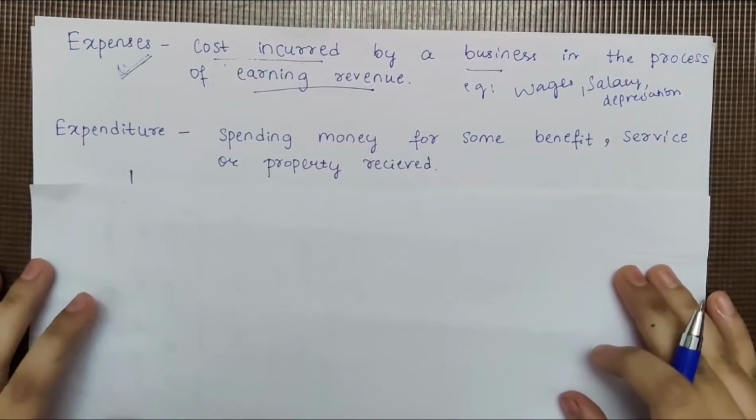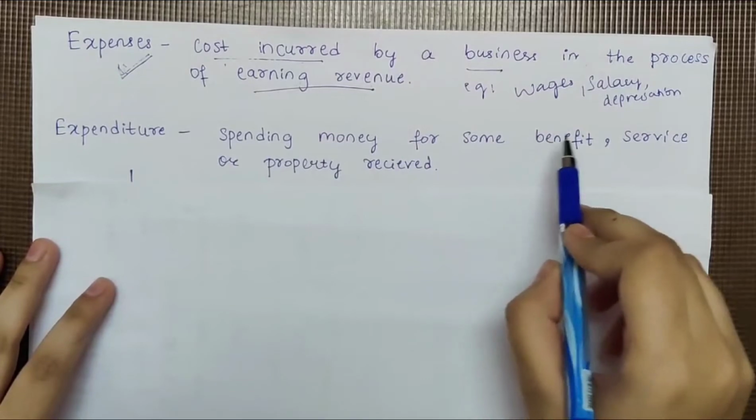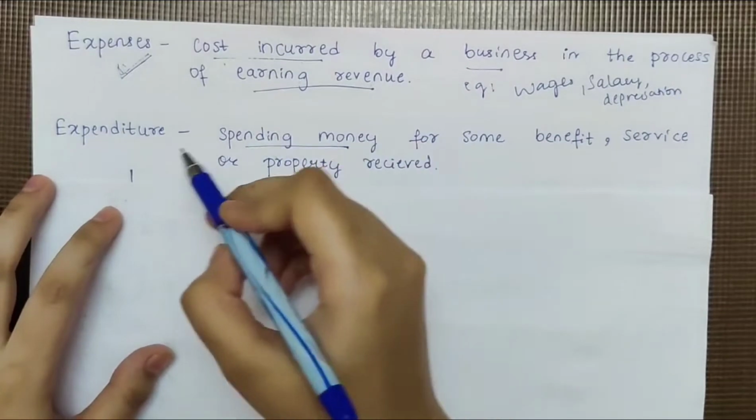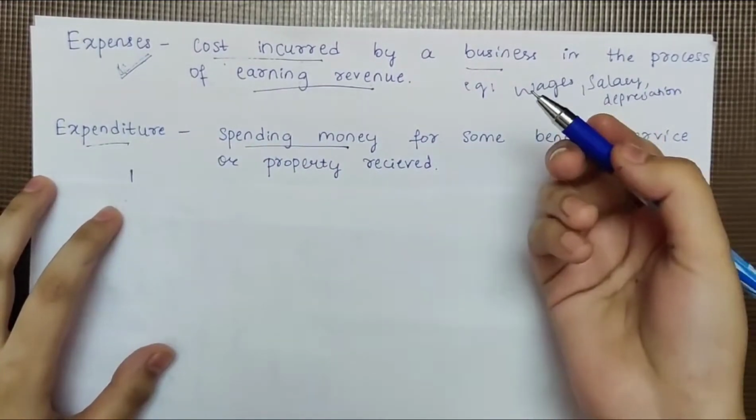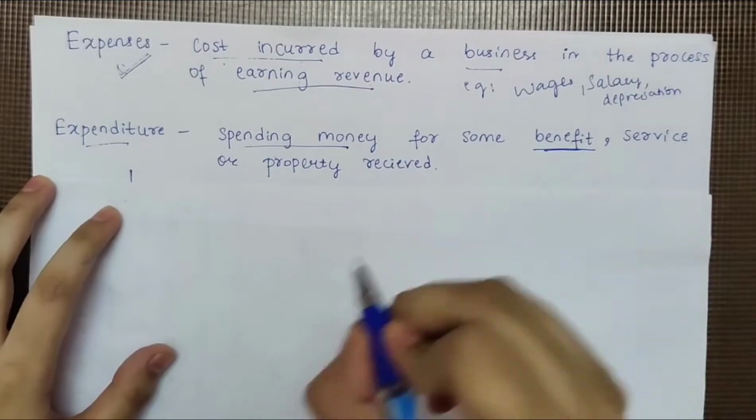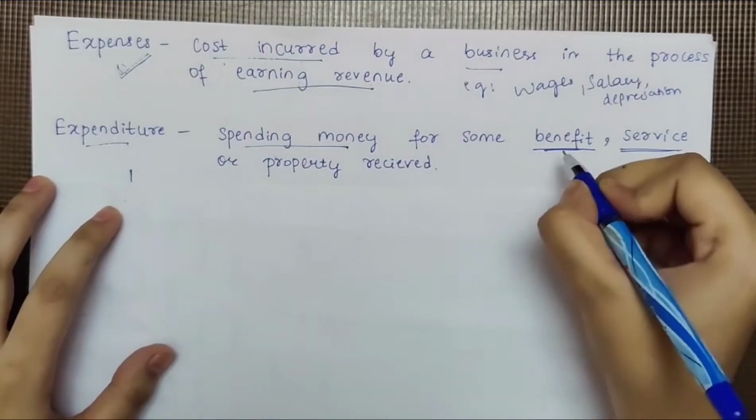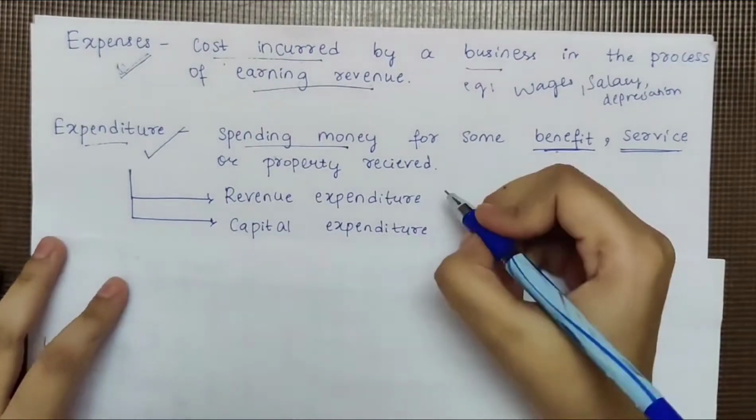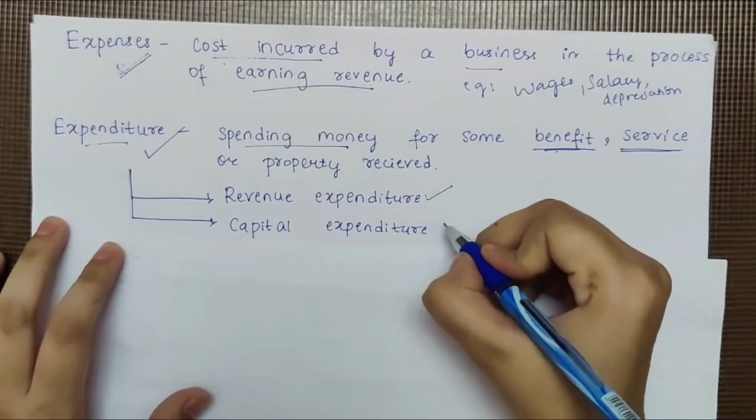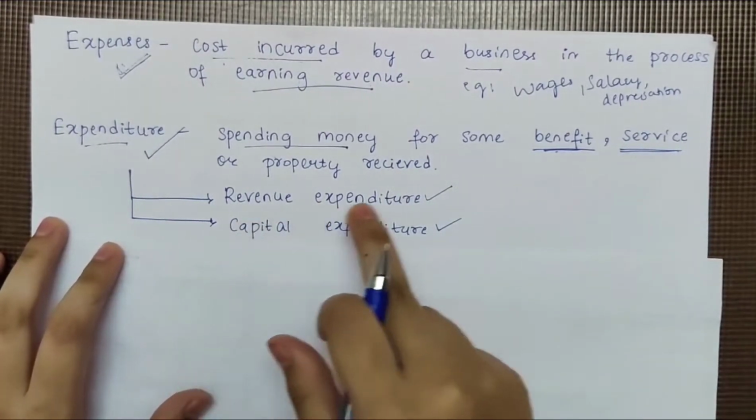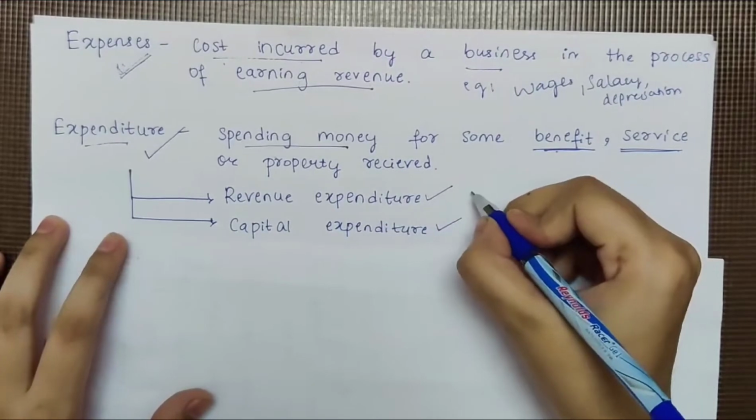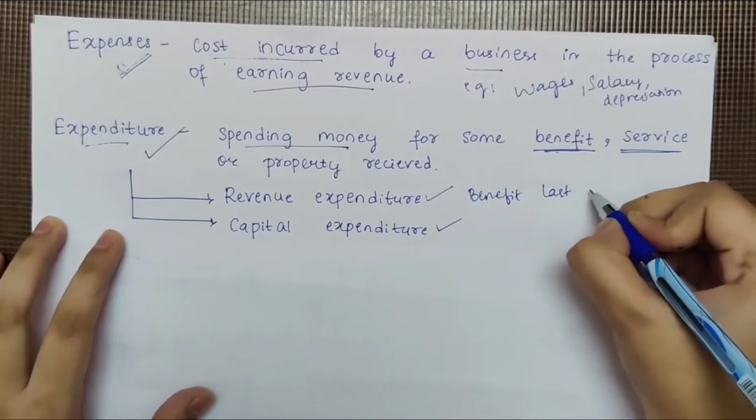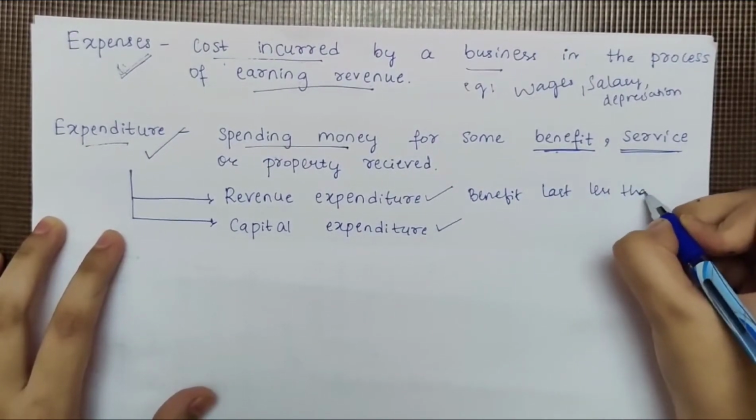So the next is expenditure. Spending money for some benefit, service or property received is called expenditure. So expenditure means we are spending money for a benefit, for a service. That is called expenditure. Expenditure is of two types. One is revenue expenditure and the second one is capital expenditure. Revenue expenditures are the expenditures from which the benefits last less than 1 year.